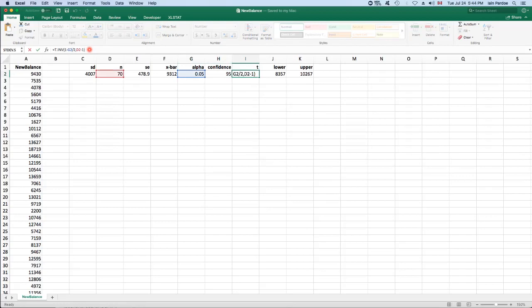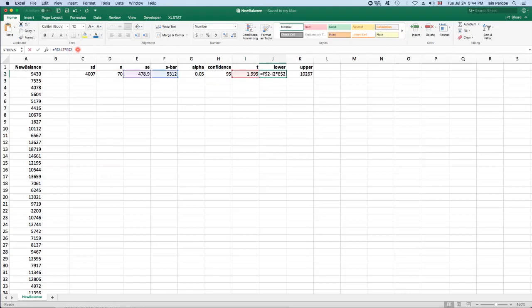Then the t critical value we get using the t.inv function. There's only two arguments for this. The first argument is 1 minus alpha over 2. And then the second argument is the degrees of freedom for the t-distribution that we're going to use. And for this application, the degrees of freedom is given by n minus 1. That gives us a critical value of 1.995.